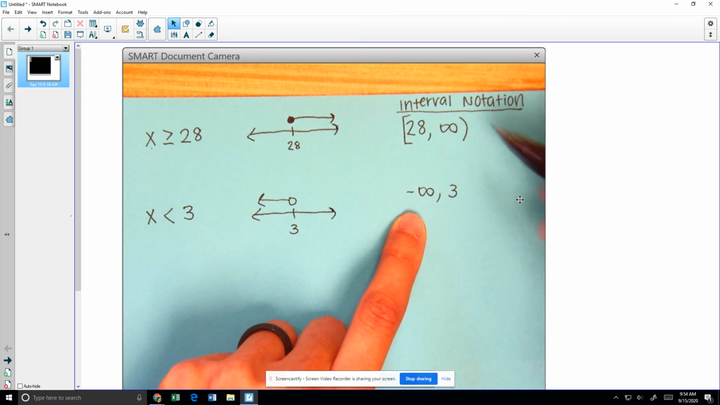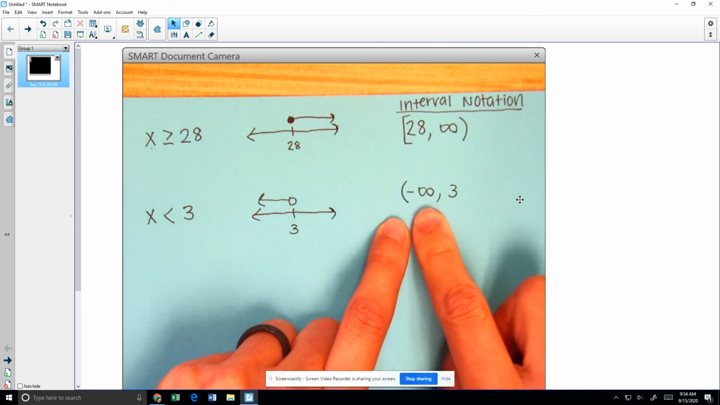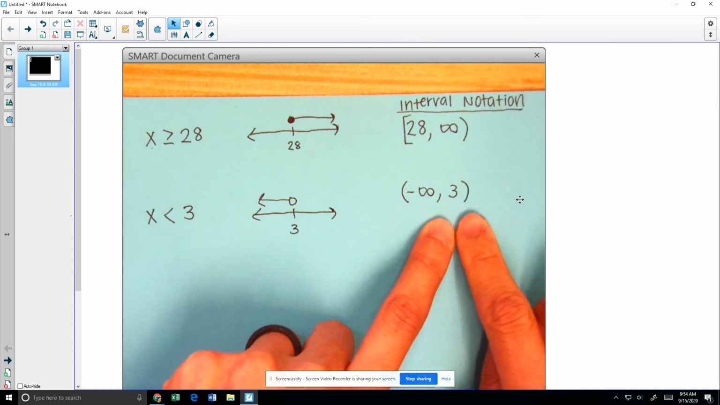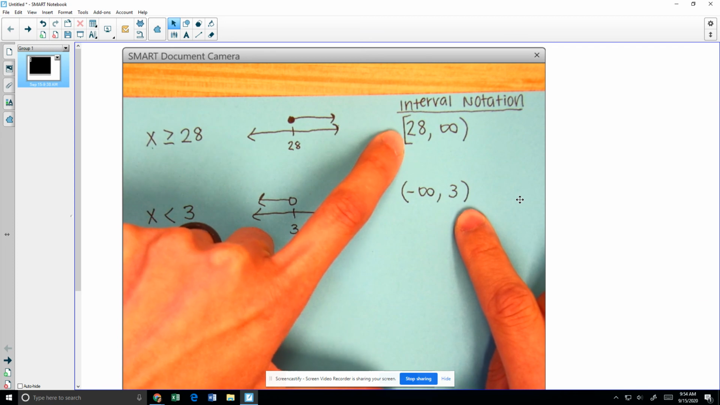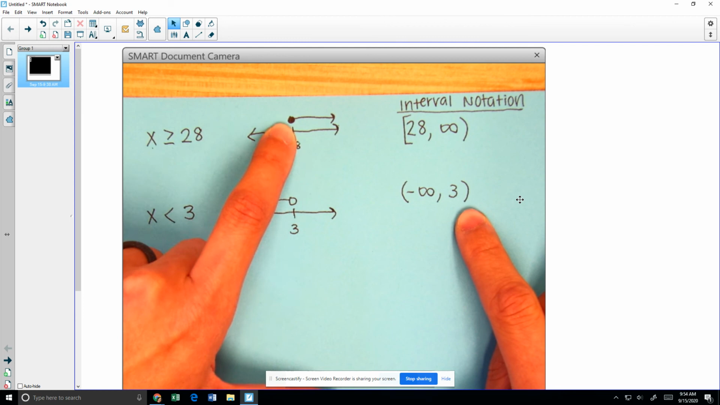So remember, if it's not a specific number, I write a parentheses like this. So I'm going to write parentheses here because negative infinity is not anything specific. Now for this 3, I also write a parentheses. Wait, but how come I wrote a bracket here? The reason why I write a bracket here is because it included 28. It was a filled in circle.